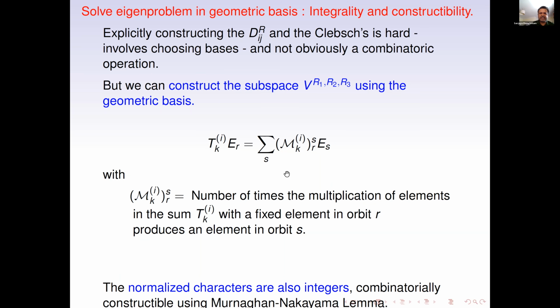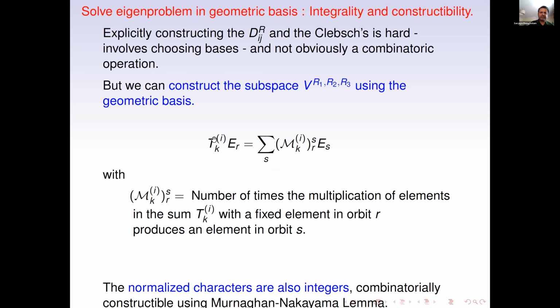You can show that this matrix is an integer matrix. And these integers are precisely the number of times the multiplication of elements in this Tk here with a fixed element in the orbit R produces an element in orbit S. So these are some integer matrices corresponding to these Tks.